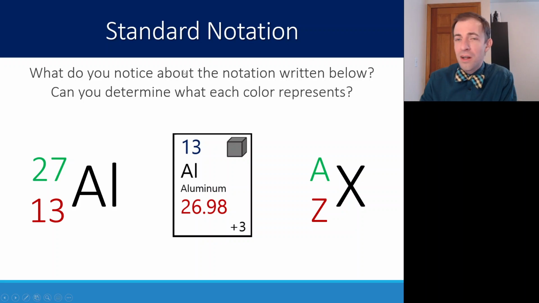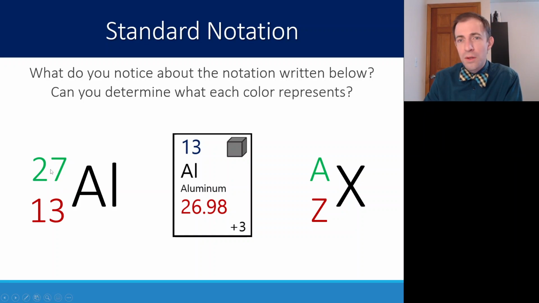This is what we're going to call our standard notation. Sometimes we'll call it AZX notation. So you'll see this is kind of the placeholder for what that might look like. But here's an example of what this looks like in practice. The symbol here is the element that we're having. So this is aluminum. You can see that in the periodic table square itself.